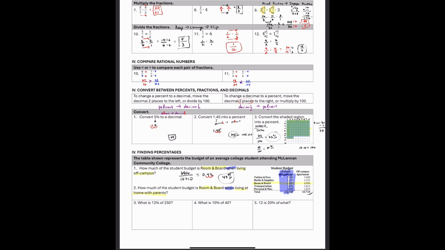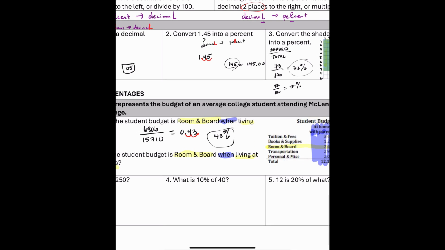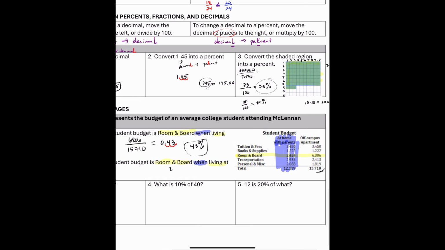$12,119. So of course you're going to do 2,424 divided by 12,119. We're going to use a calculator, of course. If you punch this in, you're going to get 0.20, and we can convert that decimal into a percent, right? So we're going to move the decimal to the right 2 times. So the answer is 20%.